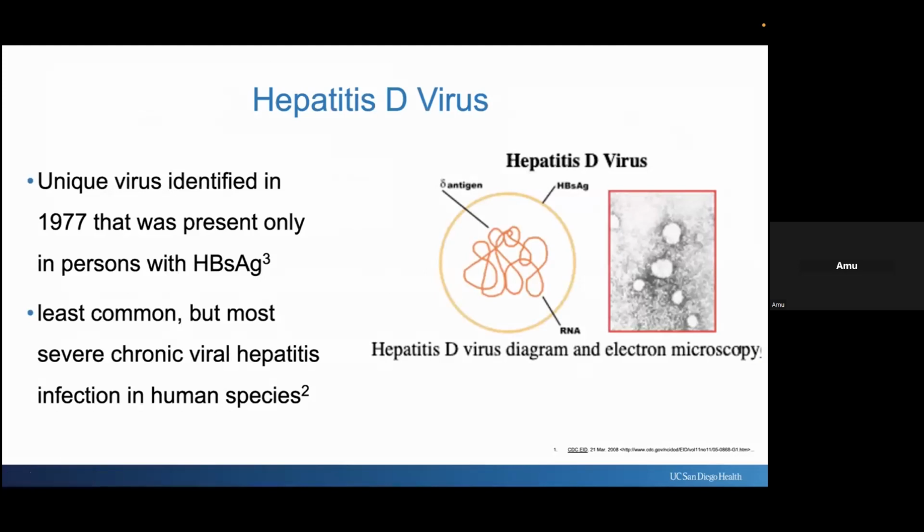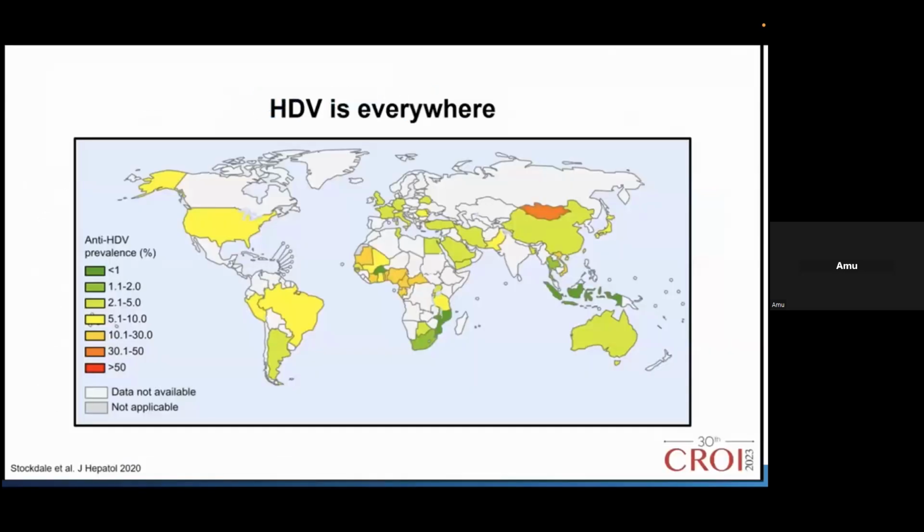So the hepatitis D virus, also called Delta virus, was discovered in 1977 as a virus with a unique antigen presenting only in persons carrying the hepatitis B surface antigen. While it is the least common chronic viral hepatitis in humans, it has also been found to be the most severe. Since the 1980s, the worldwide presence of hepatitis D virus has become more apparent.